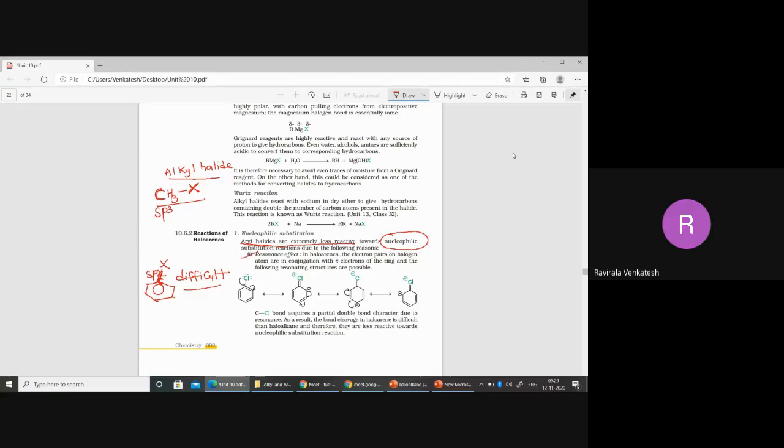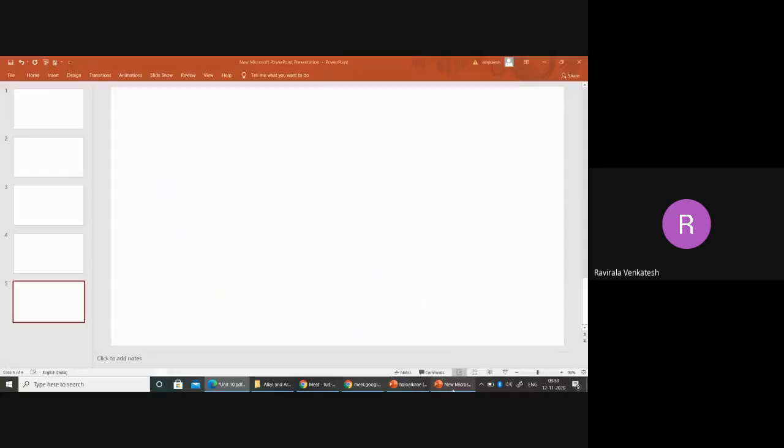The first reason is resonance effect. The exam may ask this. Why are aryl halides extremely less reactive towards nucleophilic substitution reactions? Give the reasons. The first reason is resonance effect. So what is this resonance effect? Now I am writing in a slide like this. All of you just see here what this resonance effect is and how it takes place.